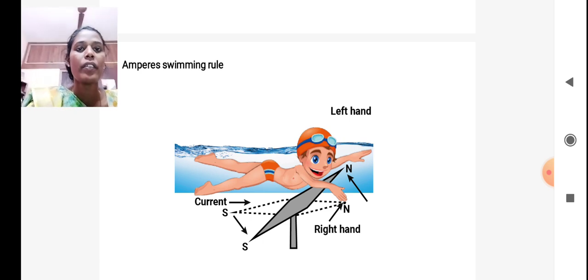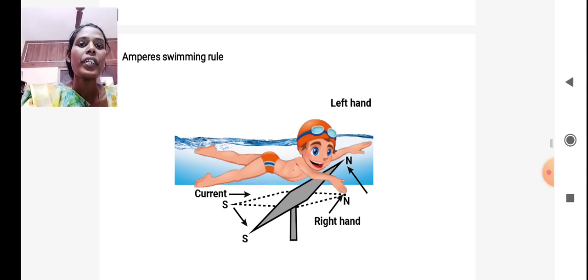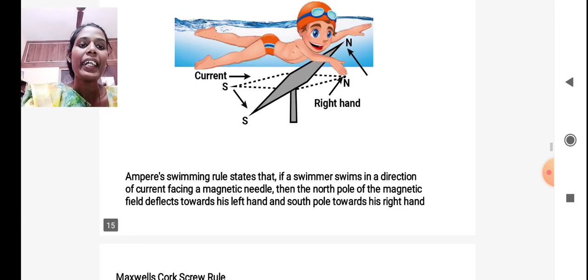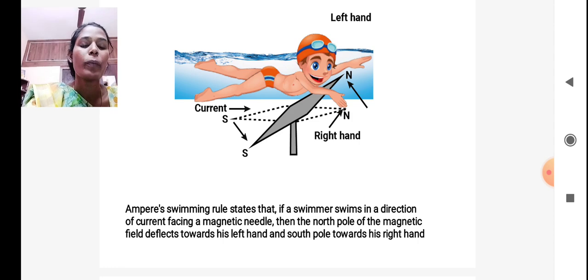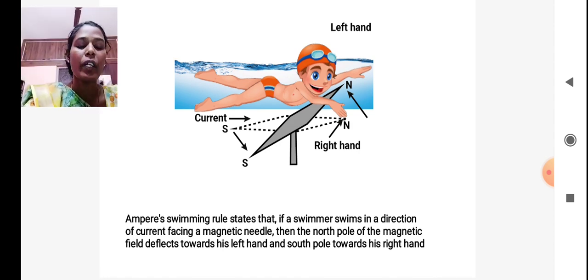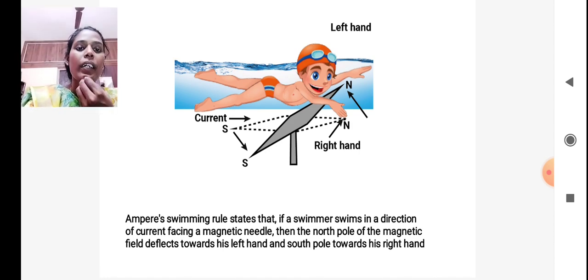the first one is all about Ampere's swimming rule. The name itself gives a meaning, which is that it's a swimming rule. You can see the figure displayed here. According to this rule, if a swimmer swims in the direction of current facing a magnetic needle, then the north pole of the magnetic needle deflects towards his left hand and the south pole towards his right hand.